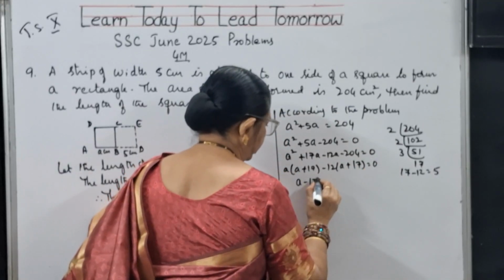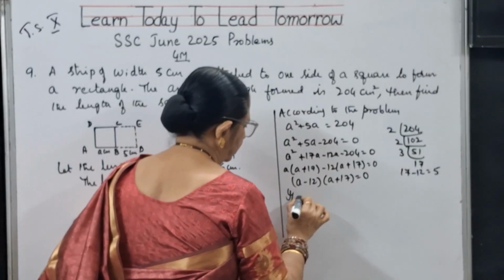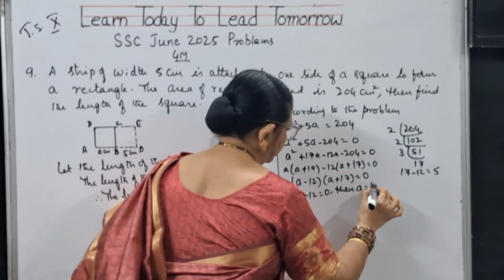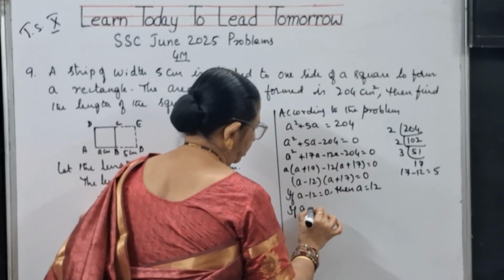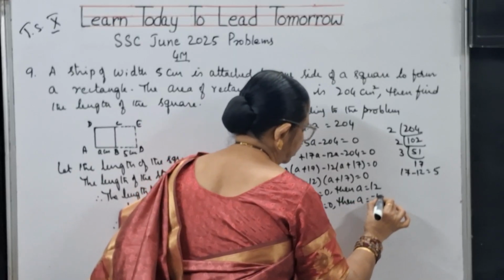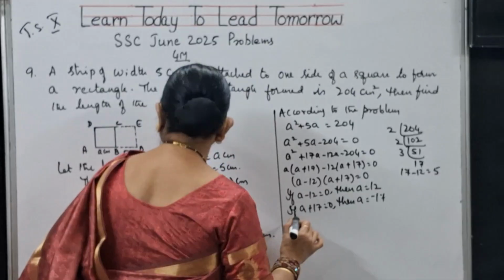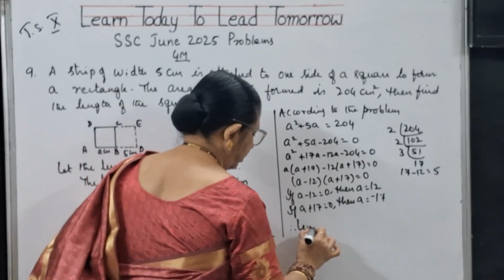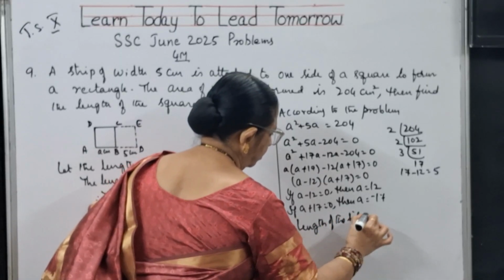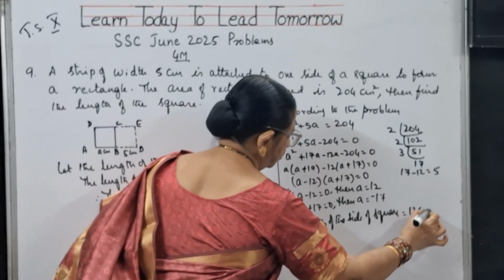So A minus 12 into A plus 17 is equal to 0. If A minus 12 is equal to 0, then A is equal to 12, and if A plus 17 is equal to 0, then A is equal to minus 17. Since length can't be negative, therefore, what is the question? Length of the side. Therefore, length of the side of the square is equal to 12 centimeters.